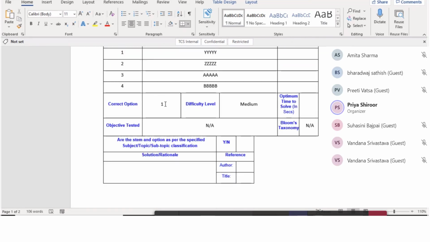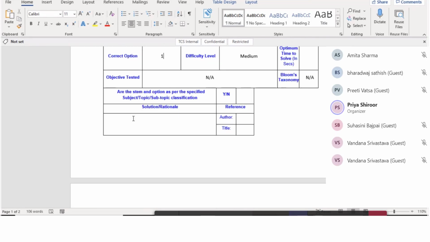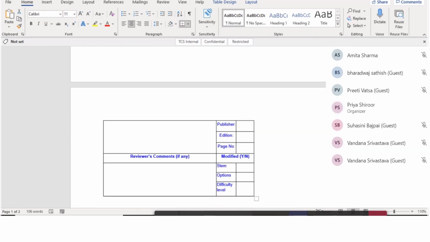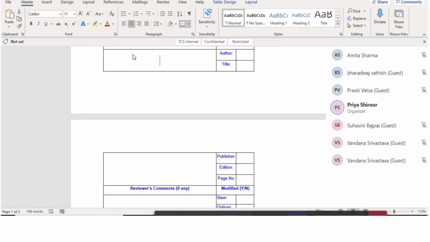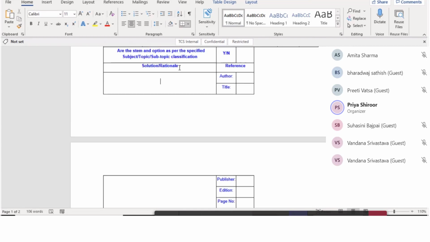Now, you will be giving the correct answer here. You have to give the solution in this box, the solution rationale box. This reference box is not applicable for LR because that is more applicable for GK type of subjects. So you will put the solution for the question in this box, in the solution rationale.